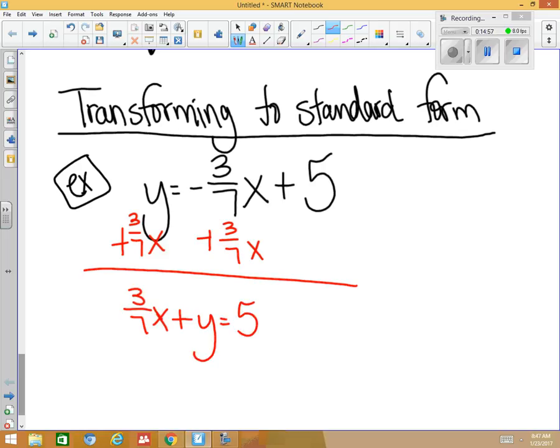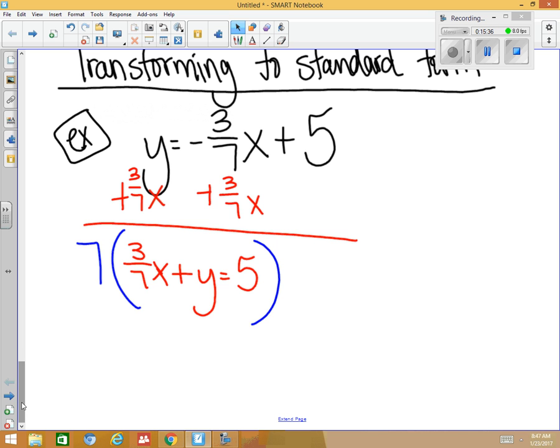So C stands for constant. Constant is at the end. Okay? So now I can't have a fraction. To get rid of a fraction, you multiply by the common denominator. This one we're lucky, it just has one denominator. What's the denominator? 7. So you multiply everything by 7. This is how I write mine, so I remember to multiply everything. I put everything in parentheses.